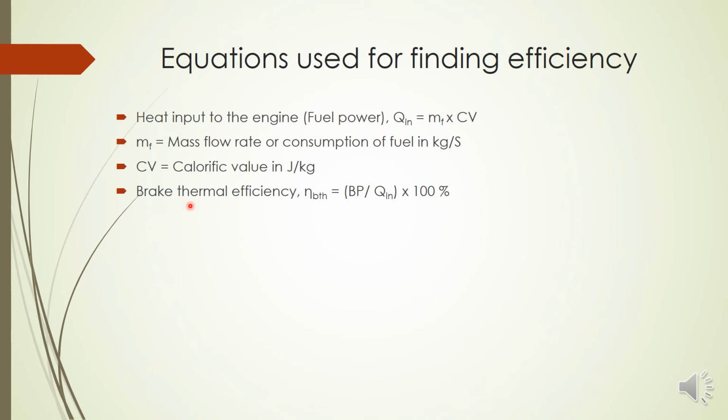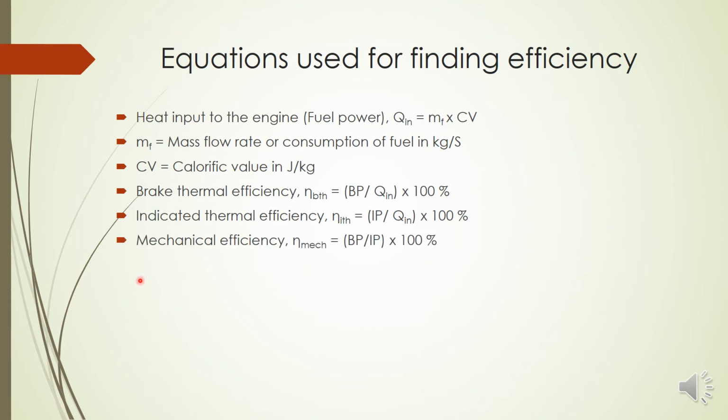Now, brake thermal efficiency. What is brake thermal efficiency? Eta BTH is the ratio of brake power to heat input, so BP by Q1, expressed as a percentage by multiplying by 100. Similarly, indicated thermal efficiency is indicated power by heat input into 100%. And finally, we have mechanical efficiency, which is brake power by indicated power. The ratio of brake power to indicated power is known as the mechanical efficiency. So these three efficiencies are very, very important.